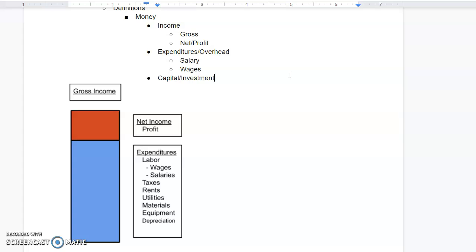Why? Because the sharks, the investors, have capital, they have money. They're looking to give it to somebody else in the hopes of making even more money later. And so that's a particular type of money called capital.